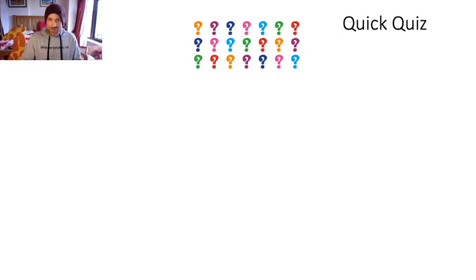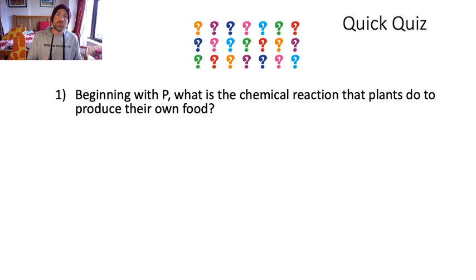All right? Okay, so question 1 of the quick quiz. Beginning with P, what is the chemical reaction that plants do to produce their own food? So I'm looking for a word beginning with P that is a chemical reaction that plants do to produce their own food. Okay?